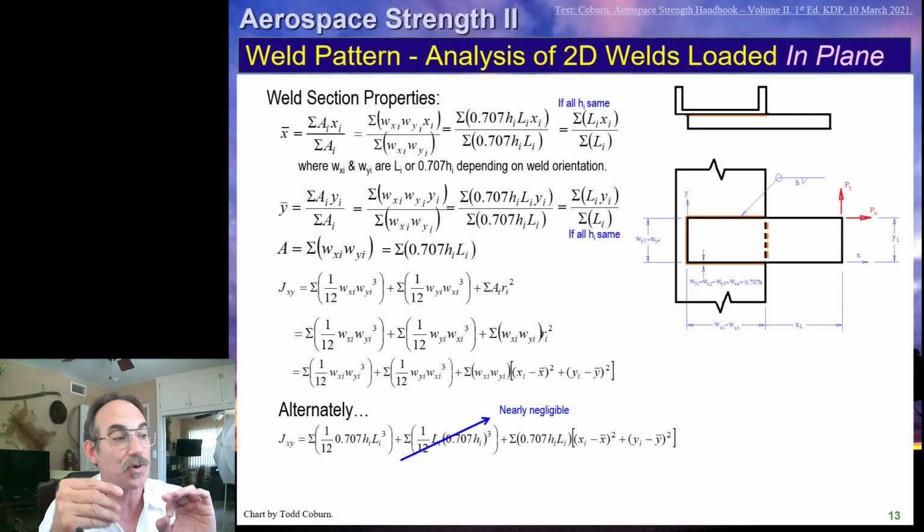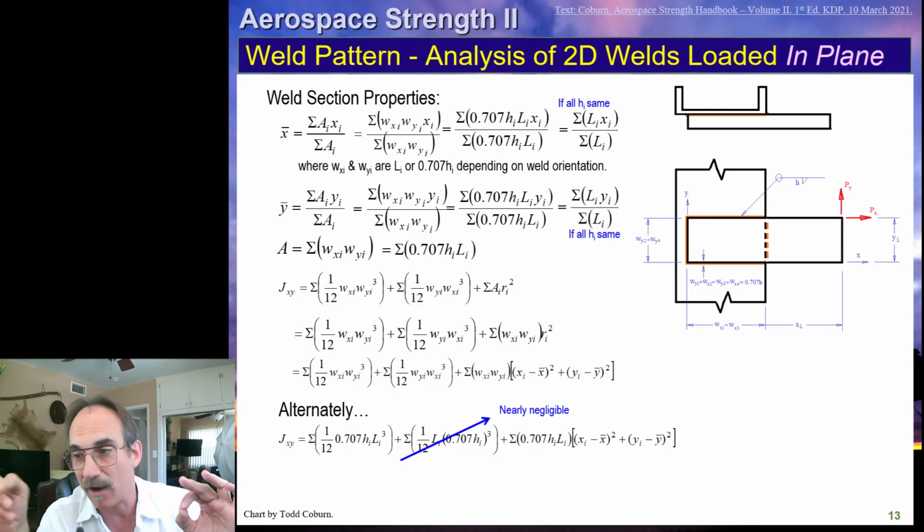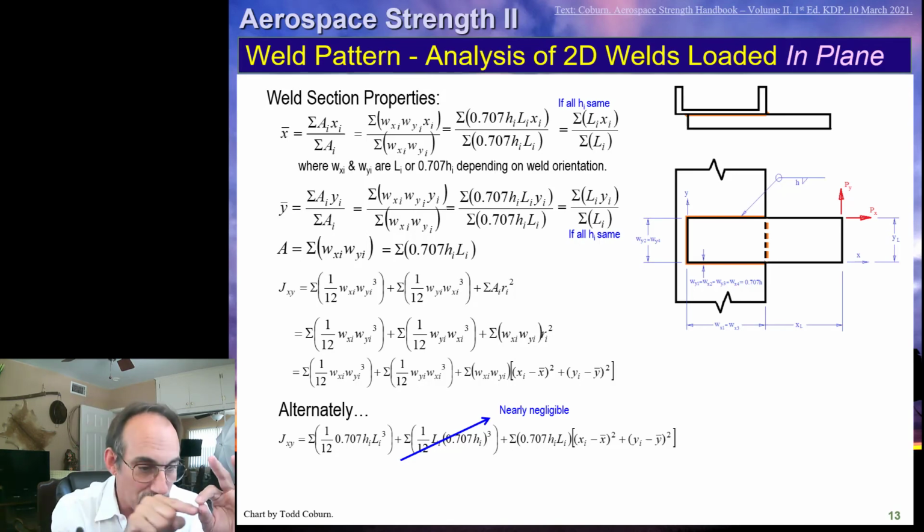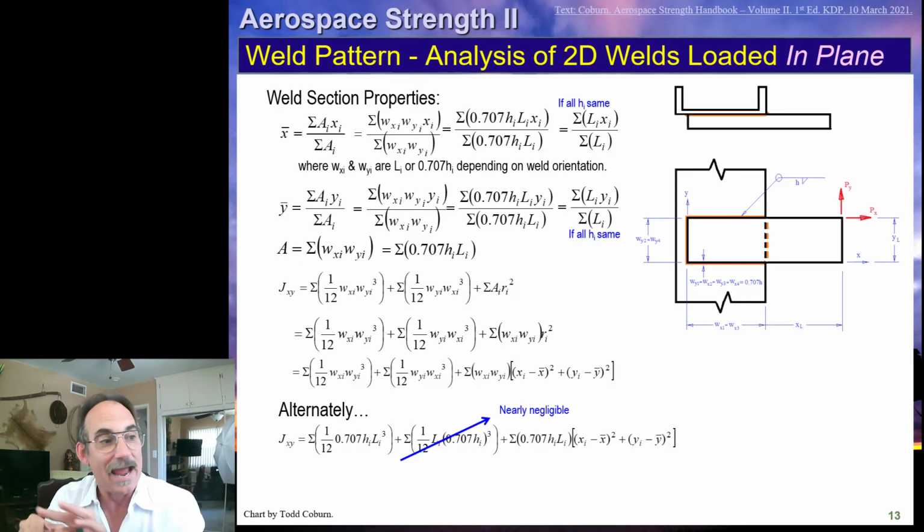That is the torsional resistance of that one weld about the center of the pattern. We put that in that little box that we had for J. We do it for each and every weld, and then when we sum those up, that's going to give us this formula. That gives us our J.